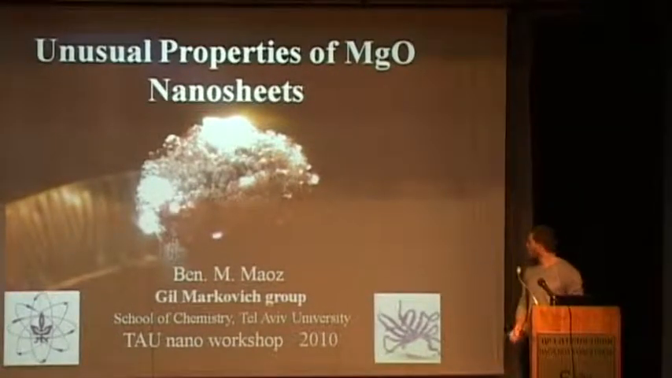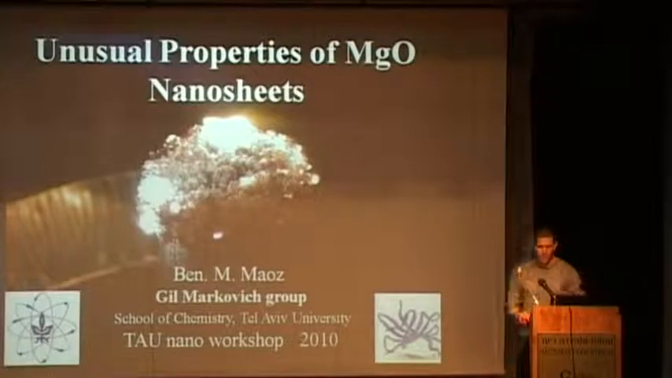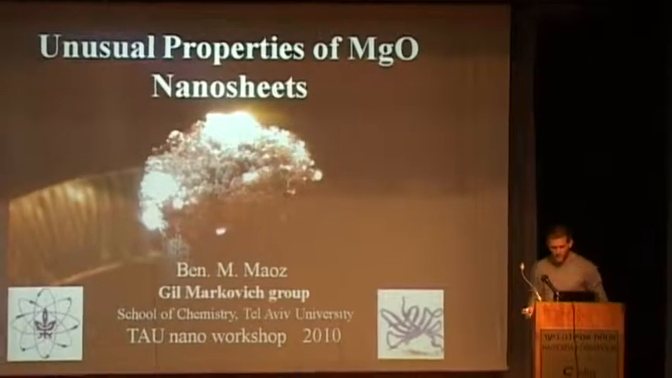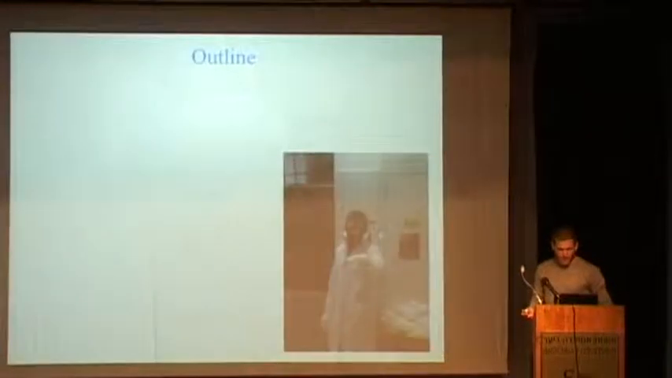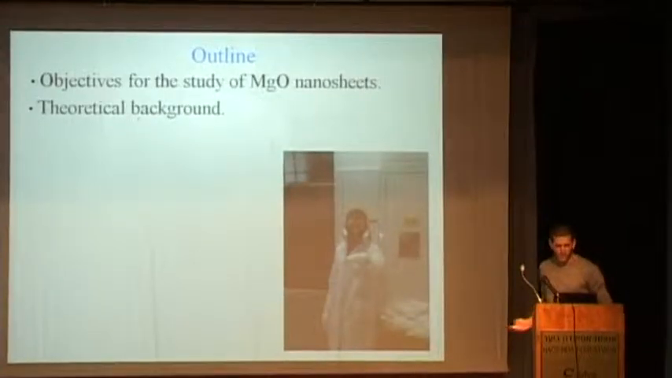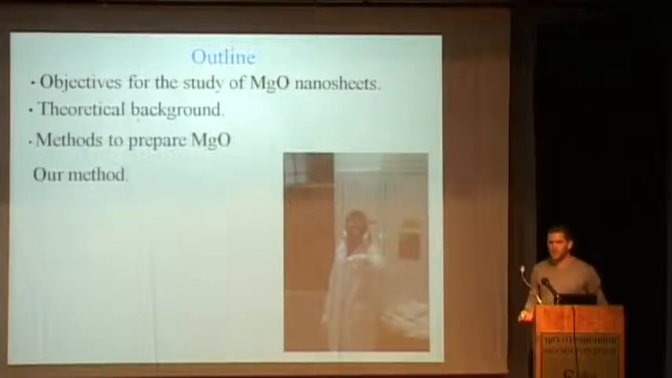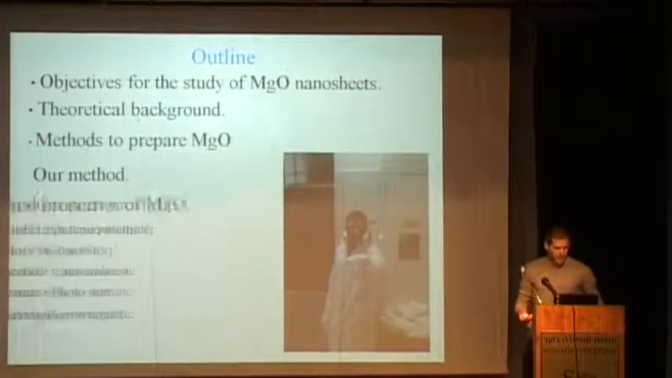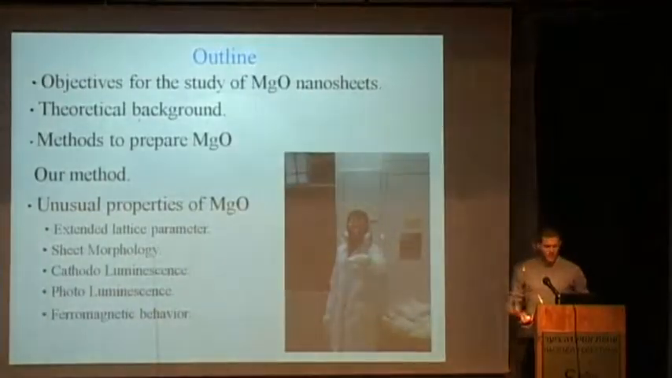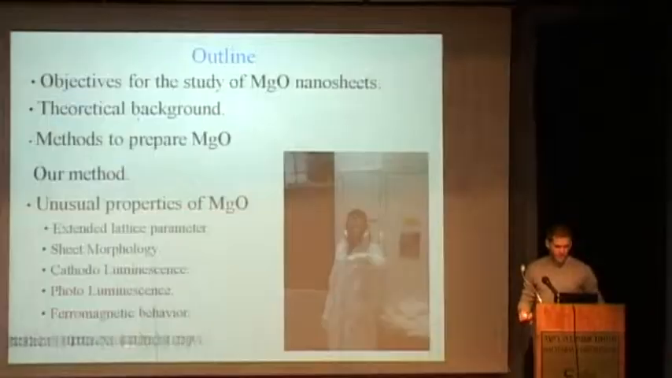Okay, this talk is going to be about unusual properties of magnesium oxide nanosheets. The outline will be, at first, a theoretical background, then some methods to prepare magnesium oxide. Then I will show you some unusual properties, and a summary.